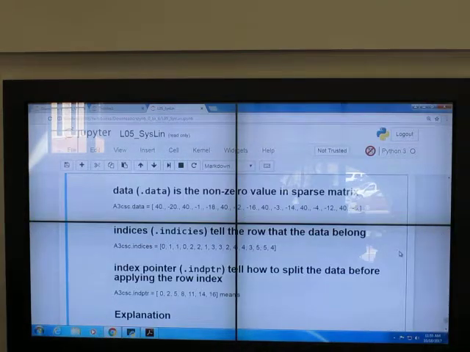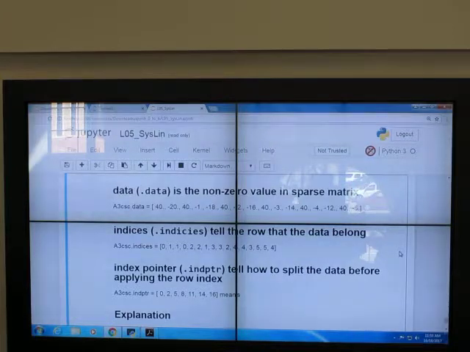But what's that about? The data is the non-zero values in the sparse matrix. So that is whatever we have: 40, minus 20, 40, minus 1, minus 18, 40, minus 2, minus 16. That is the non-zero data that we put in.